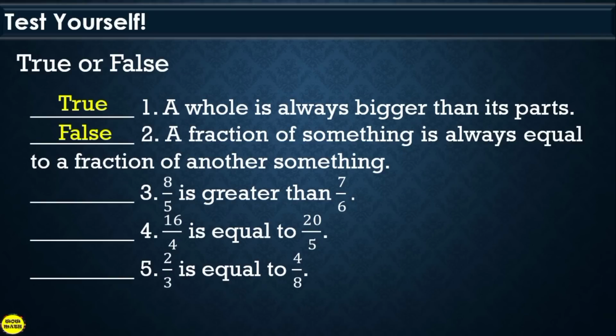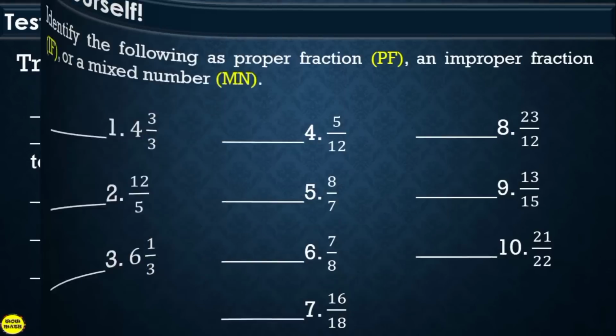8/5 is greater than 7/6. So, pwede natin i-apply yung comparison property. So, by cross multiplication, no? 8 times 6, that is 48. So, 5 times 7, 35. So, greater than ba? Yes, that is true. 16/4 is equal to 20/5. So, 16 divided by 4, that is 4. 20 divided by 5, that is 4. So, equal sila, true. 2/3 is equal to 4/8. That is false. Kasi yung simplest form ni 4/8, that is 1/2. Ito, 2/3. So, false.